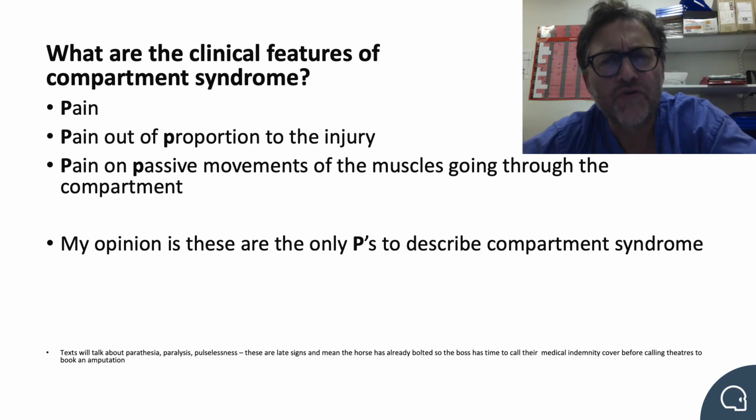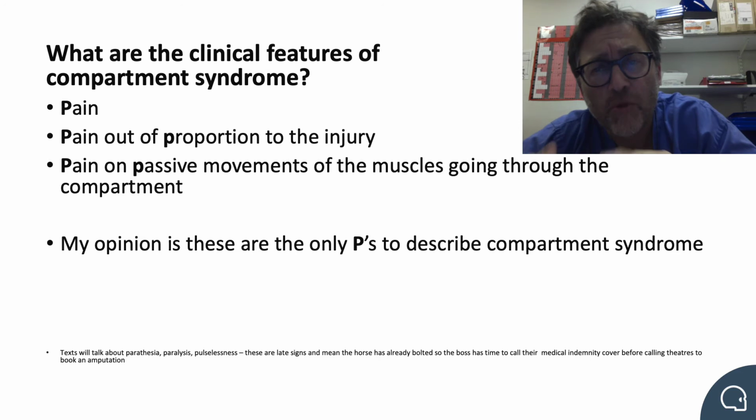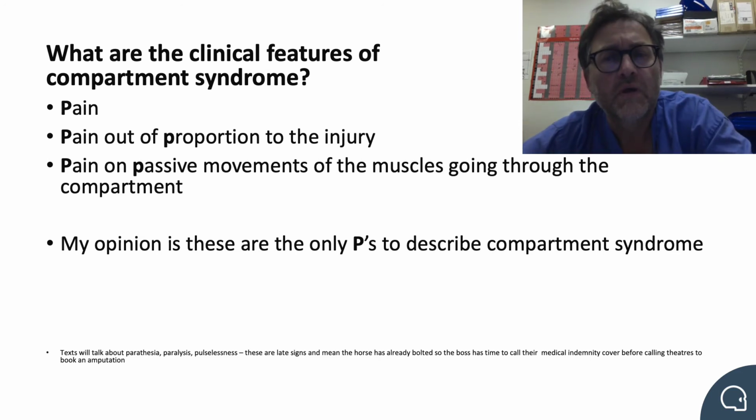I'm sure some of you have read textbooks and they've talked about these other Ps, paresthesia, paralysis and pulselessness. I'm going to talk about this very quietly because I want you to forget about them. These are really late signs of compartment syndrome. That means that nerves have died. That means that muscles have died.